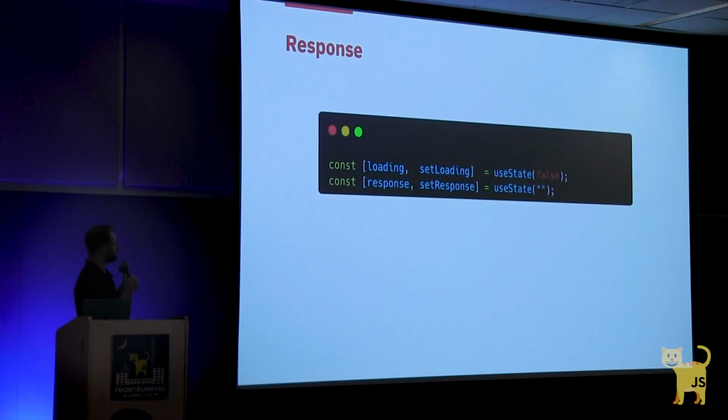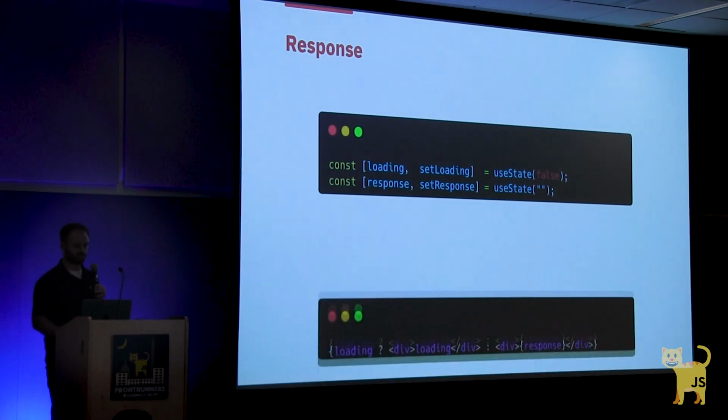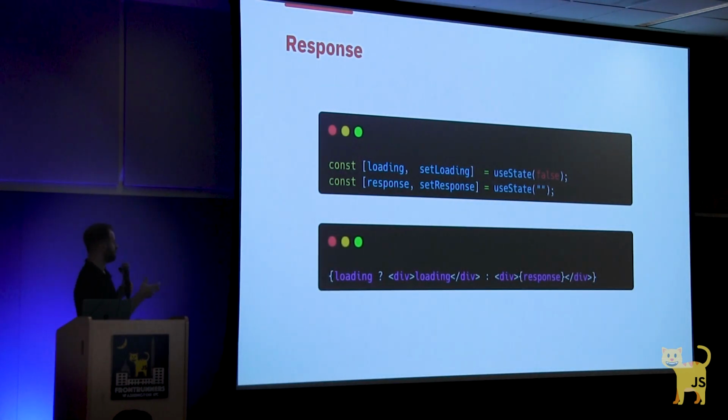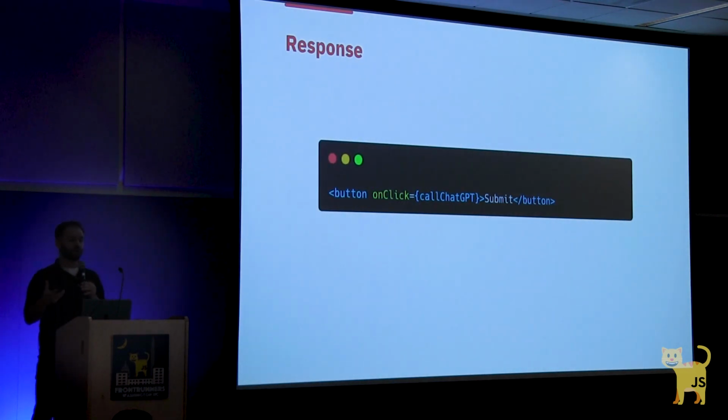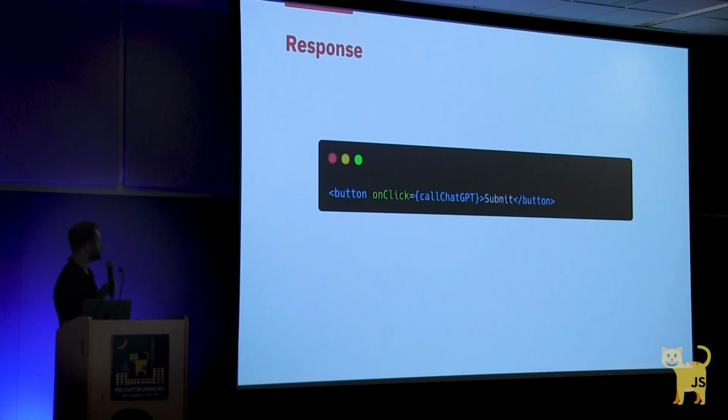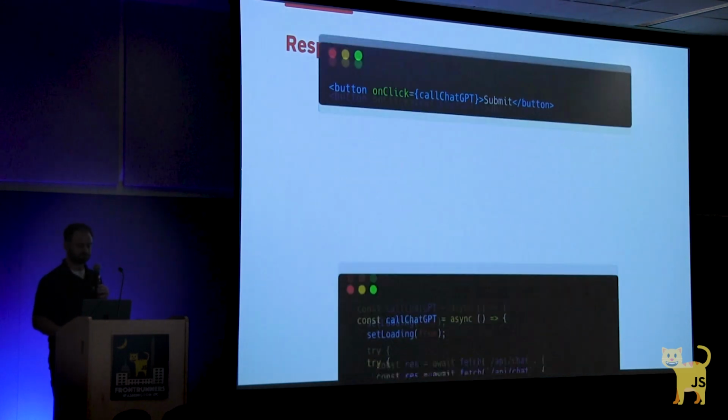From there, we want to be able to show loading and the response. And for this use case, we're going to have the response be either the answer or an error message if it fails. Here's how we render that. We have a ternary operator that says if it's loading, show a div called loading. And if it's not, if we have a response, show that. Then we need to add a button that calls a function. So in this case, we're going to create a callChatGPT function onClick.